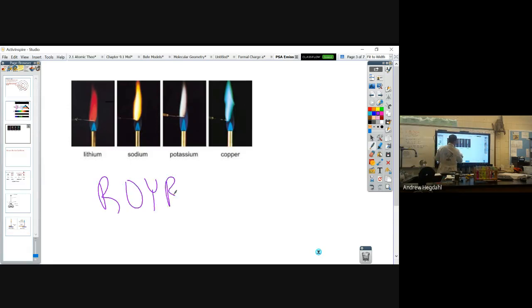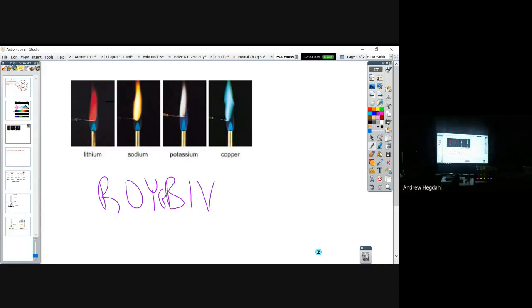Orange, yellow, blue, indigo, violet. Get a G in there. Okay. So what I have here is three lasers. I've got a red laser, a green laser, and a purple or violet laser.